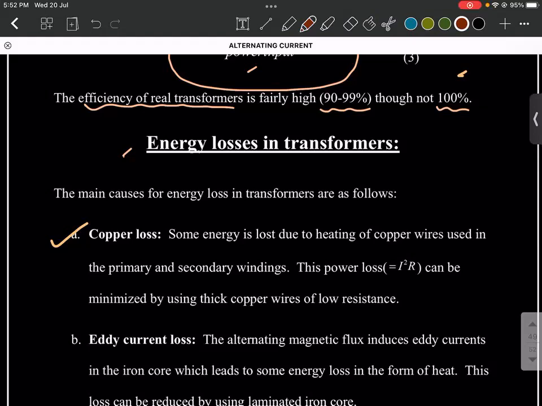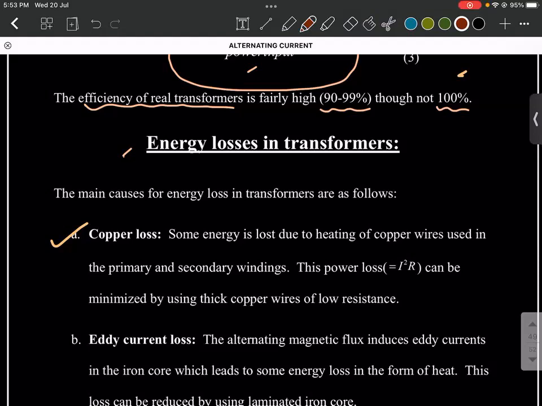So some energy is lost due to the heating of copper wires, which are used in the primary and the secondary windings. Right? But how can you reduce it? So the question is not about why the loss is occurring. The loss will occur because it's a real-time machine. It will occur. But as an engineer, how are you going to prevent it? Is what the question is.